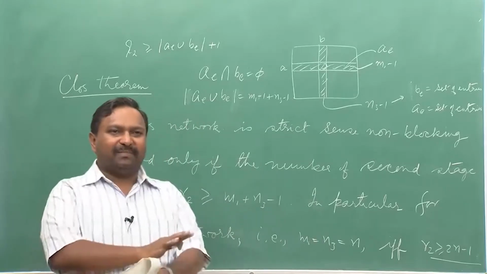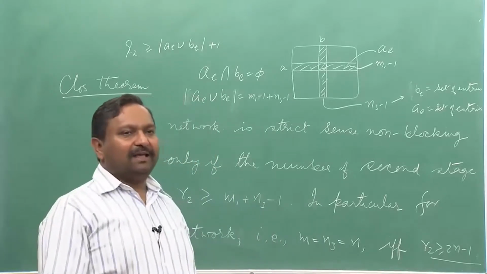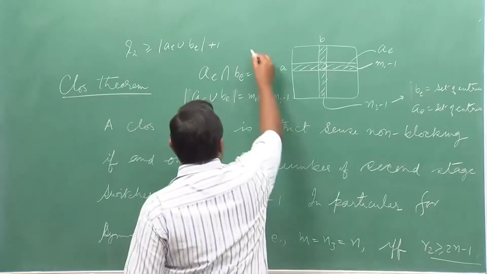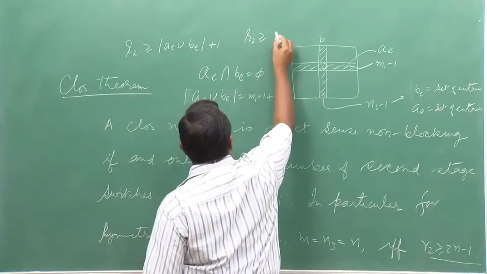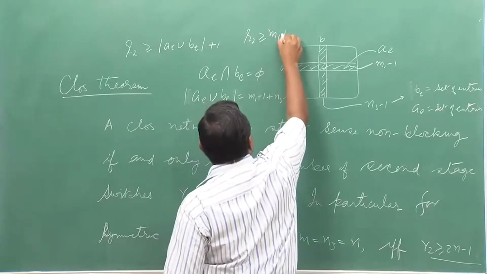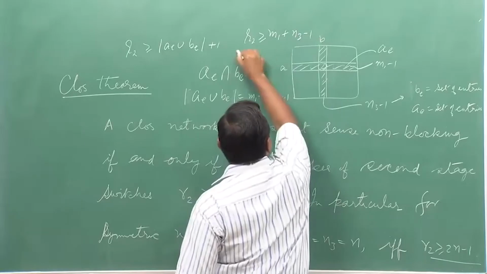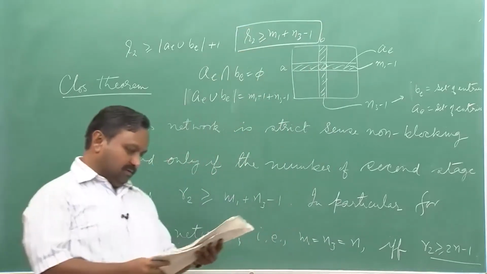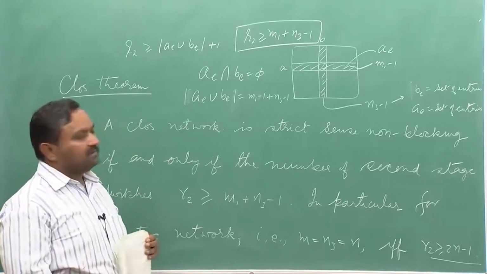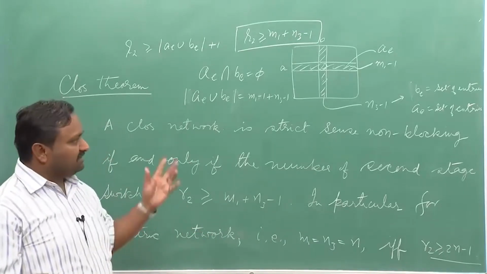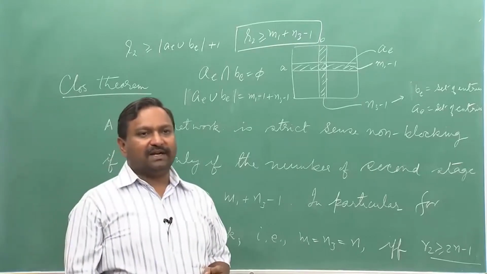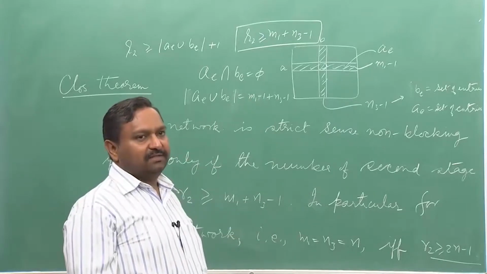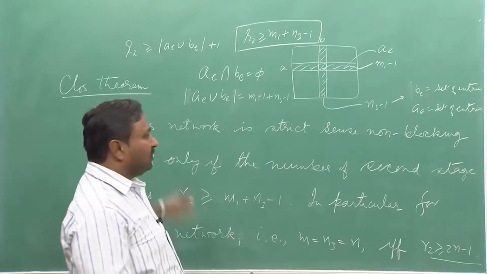I do not have to disturb any existing connection and I can set up the path, okay, which implies that R2 should be greater than or equal to M1 plus N3 minus 1, and that is a condition for the closed network. This actually means that this is a necessary and sufficient condition for setting up of the path without disturbing any existing connection. Okay. So, that is what the clause theorem is all about.